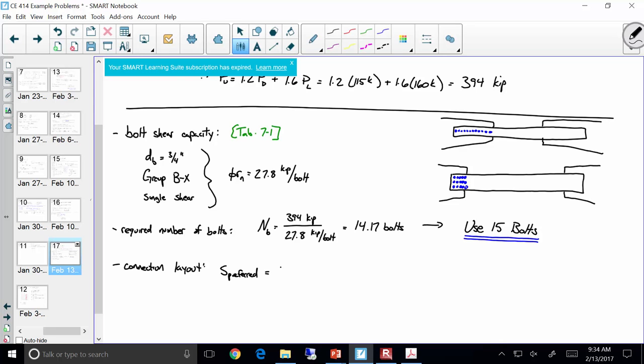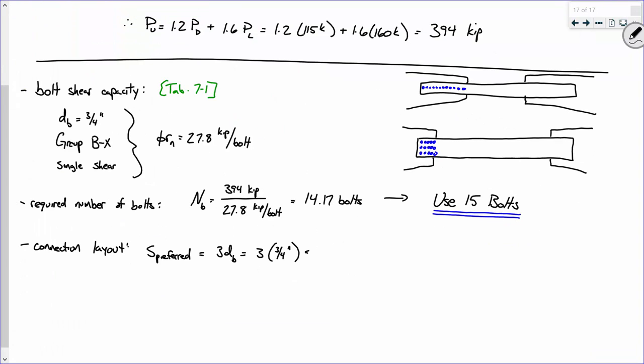S preferred, 3 dB, 3 times, what's the bolt diameter? 3/4. And that's what? 9/4, so 2.25.